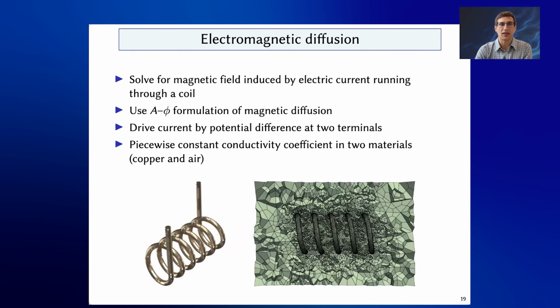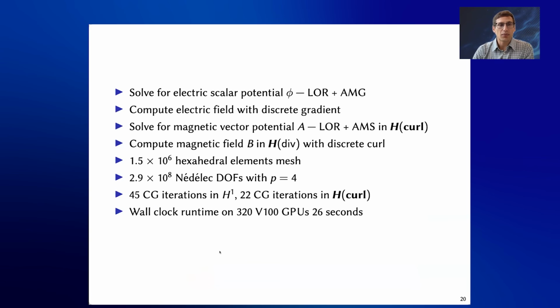And I wanted to show an electromagnetics problem. This is solving for the magnetic field induced by a current running through this copper coil in air. So this is a problem with 290 million Nedelec degrees of freedom, p equals 4. We use AMS to solve the H curl problem, and it converges in 22 iterations. You have to do a Poisson solve in H1 that requires 45 iterations. The total time to solution, everything included for this problem, is 26 seconds running on 320 GPUs.